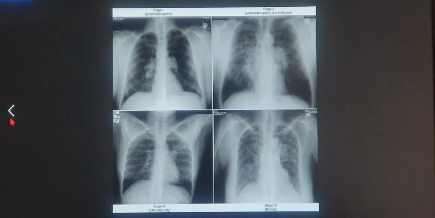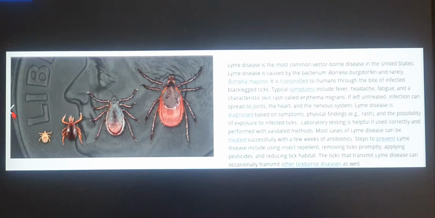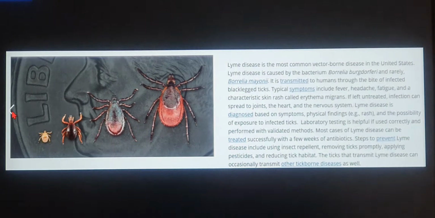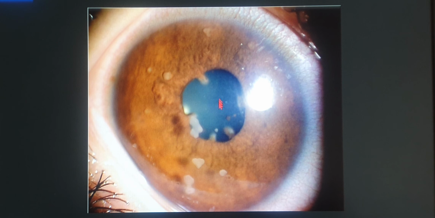Now I would like to show you a photograph. This is actually the 4 stages of sarcoidosis. Stage 1 is lymphadenopathy, stage 2 is infiltration with lymphadenopathy, stage 3 is infiltration only, the lymphadenopathy goes away, and stage 4 is the final stage, in which you can see fibrosis occurring in the lungs. So we need to get the treatment started. This is ocular sarcoidosis.